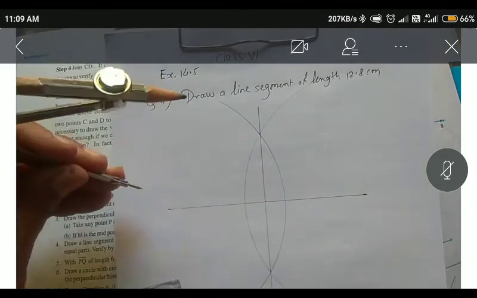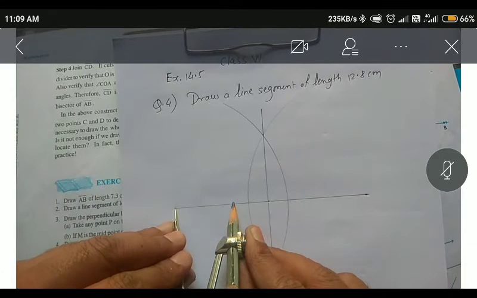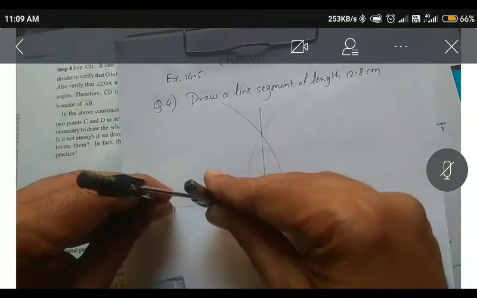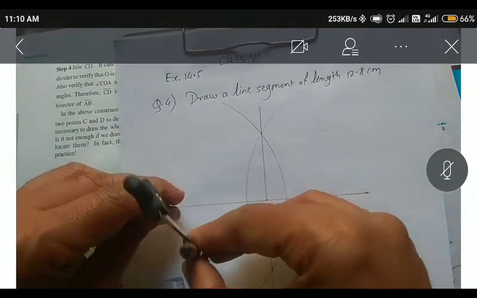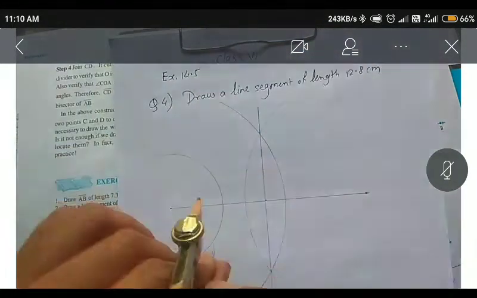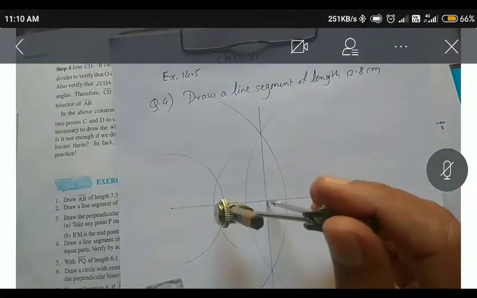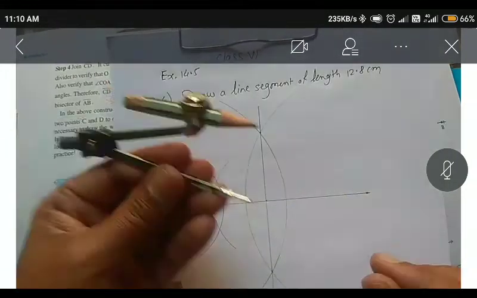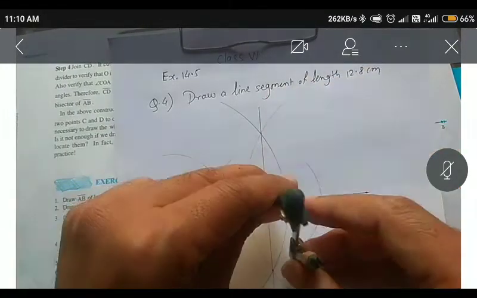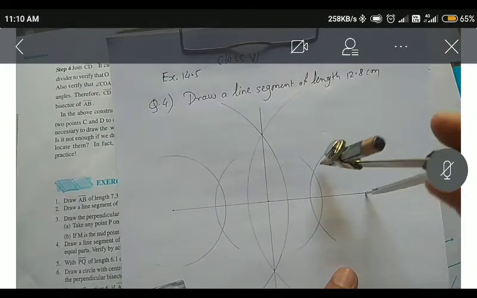Okay, now see here, take more than half distance of this part. Okay, and from this make half semicircle, and here also having the same distance from this point, make half semicircle. And here also having the same distance, from this point, make half semicircle, and from this point also make half semicircle.